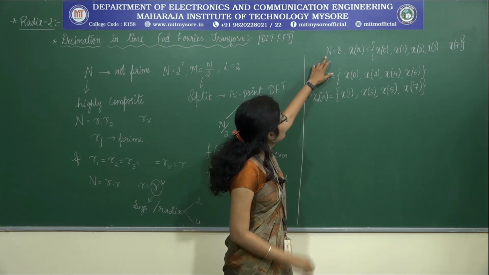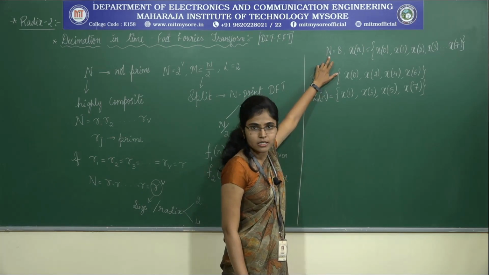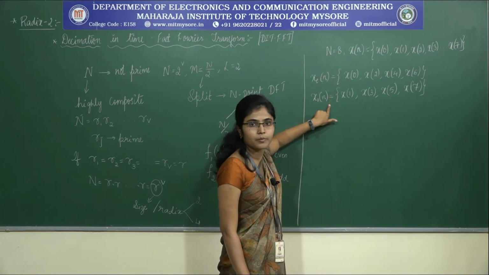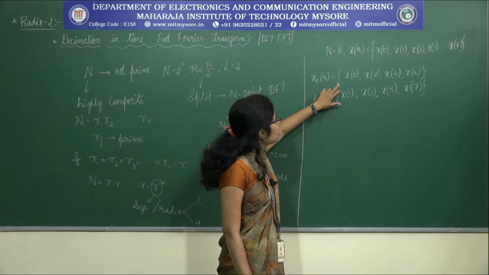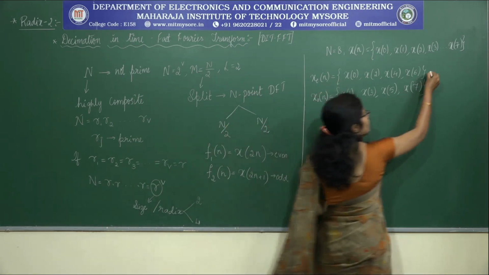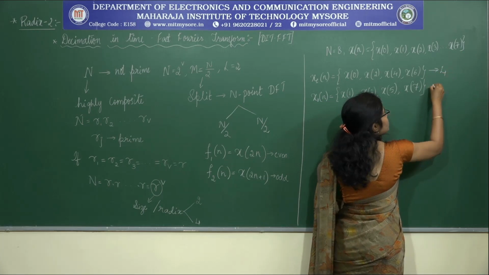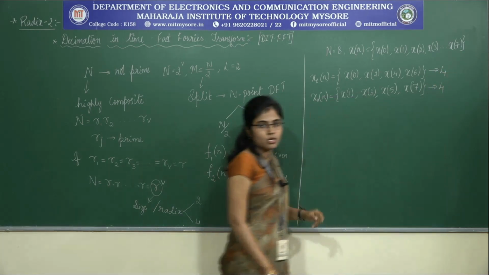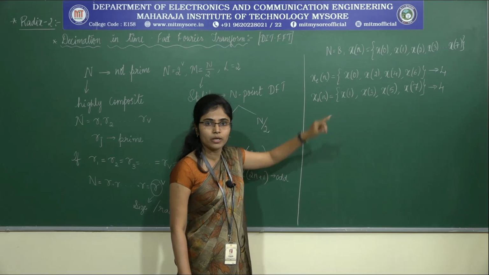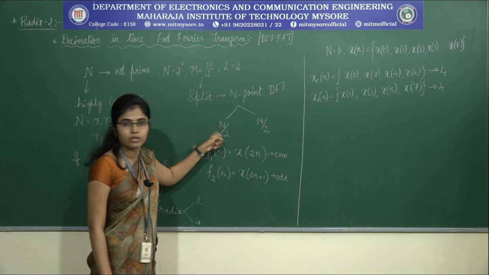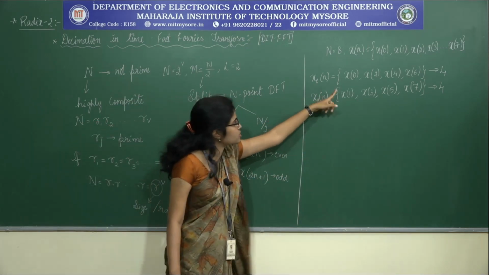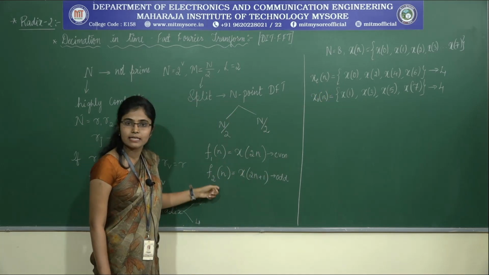Here, what was the value of n which we took? n is equal to 8. After dividing based on even and odd numbered samples, how many samples do we have here? We have 4 samples here, and here also we have 4 samples. So what is it? It is nothing but n by 2, n by 2. So the same thing we got here. Based on this expression only, I have written the standard equation.